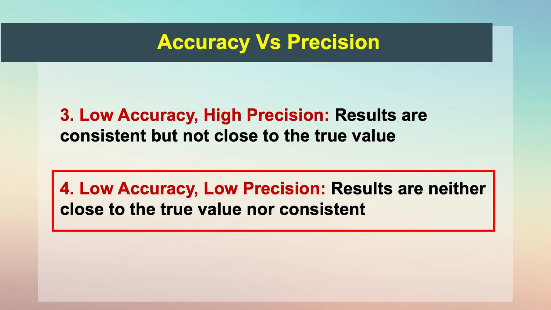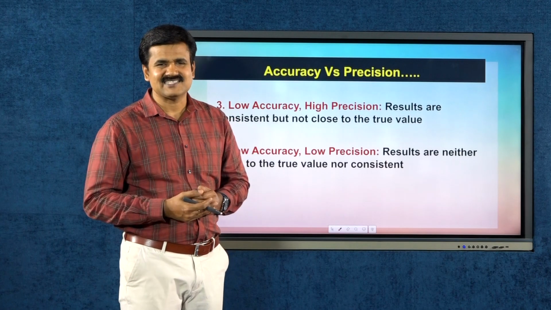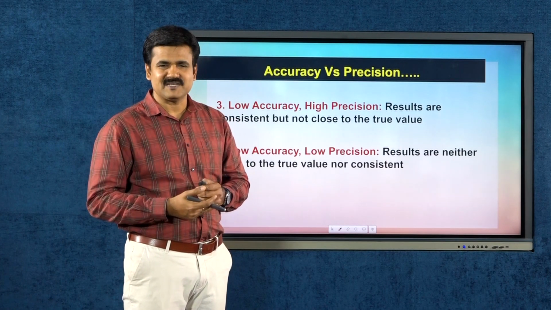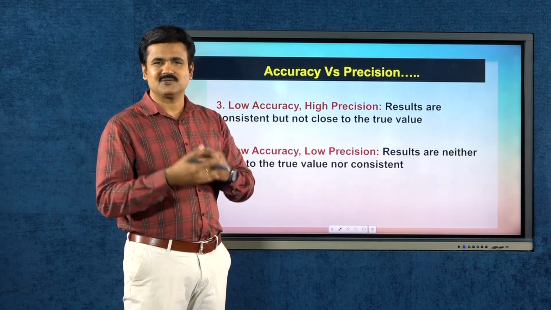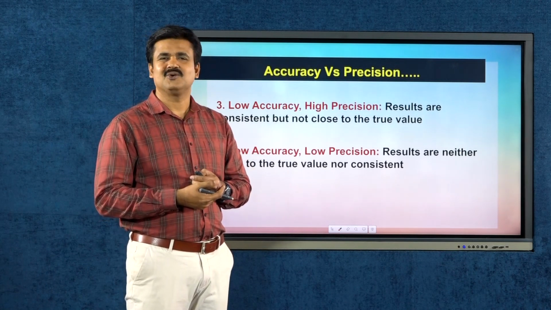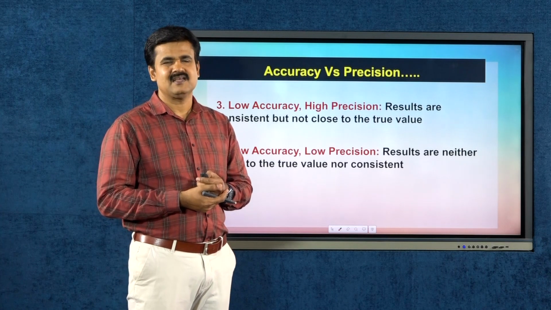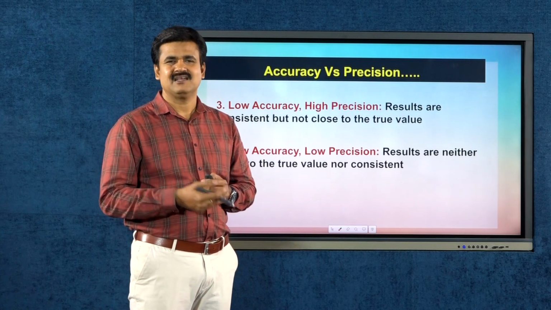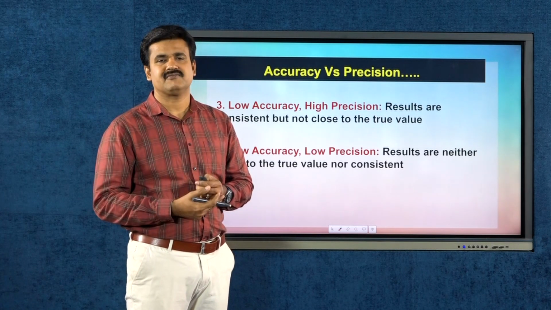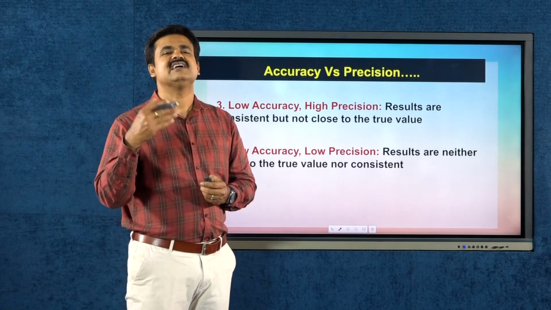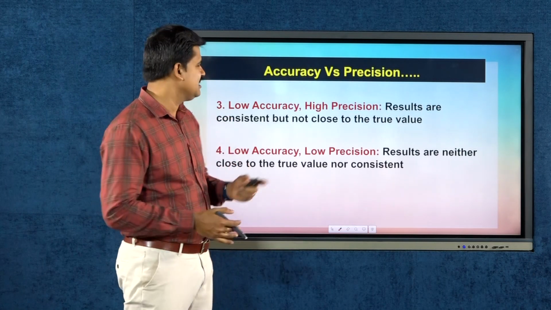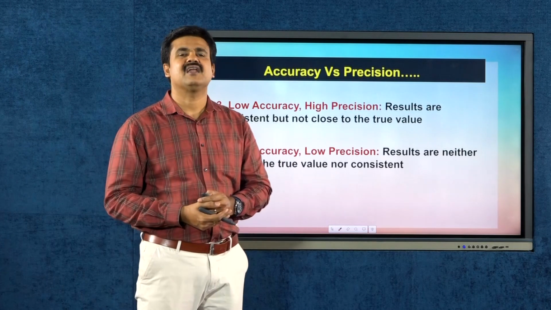And finally, there is one more chance, that is low accuracy and low precision. In certain cases, you took a set of measurements, and the measurement values are not close to each other, so there is poor or low precision, and these obtained values are again highly deviated from the actual value. That situation you can refer to as low accuracy and low precision.